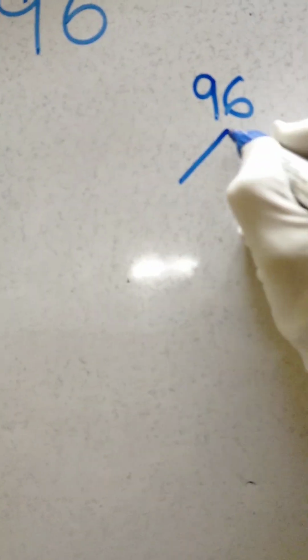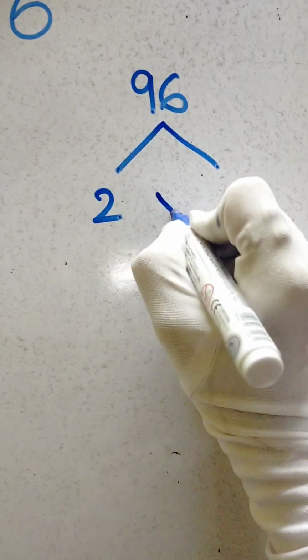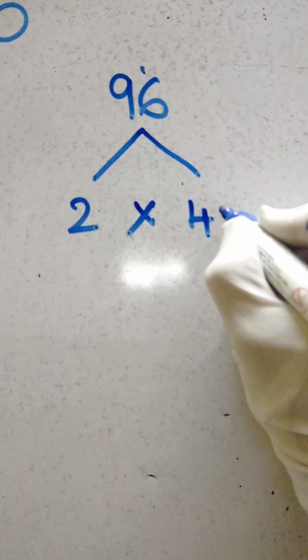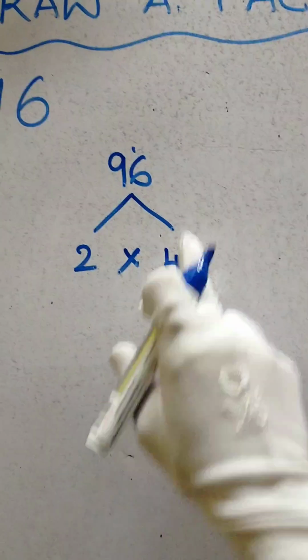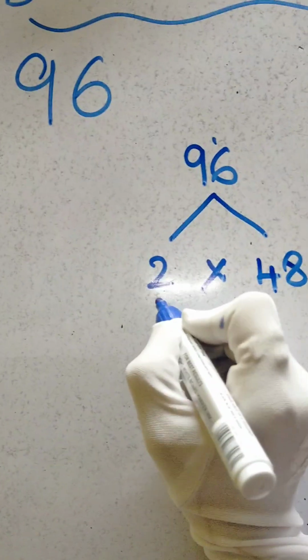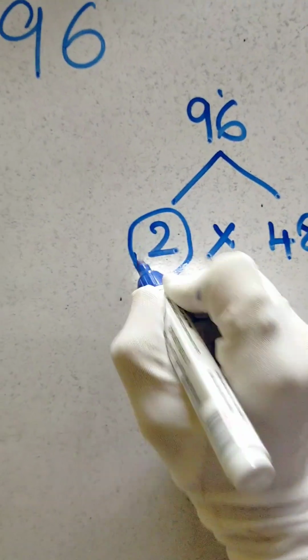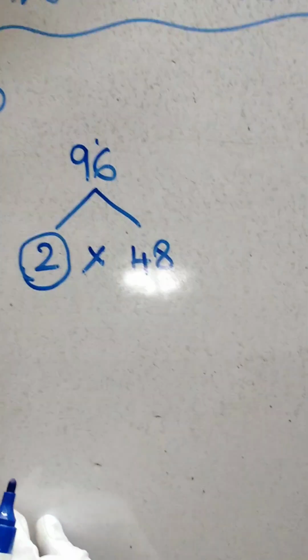Okay, so we can start with the least one. How can we start? We can start with 2. It will go in the 2 table, right? Okay, so 2 fours are 8, 2 eights are 16. So 2 into 48 is 96. So can you factorize this 2 anymore? No. 2 is a prime number, so we cannot factorize it anymore. So when you cannot factorize it further, you have to circle it.